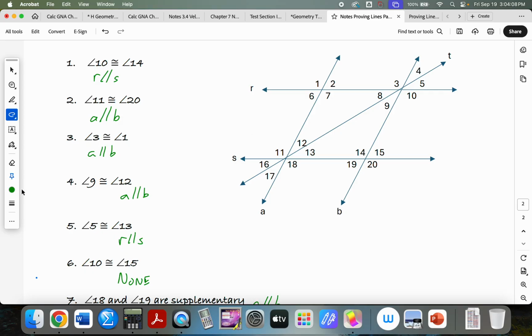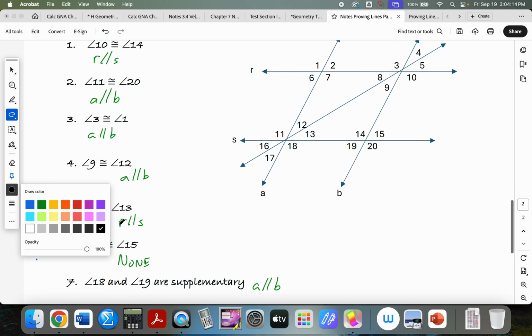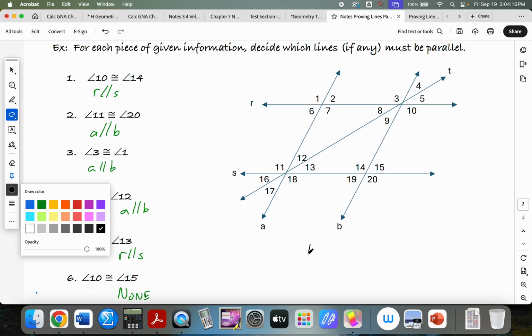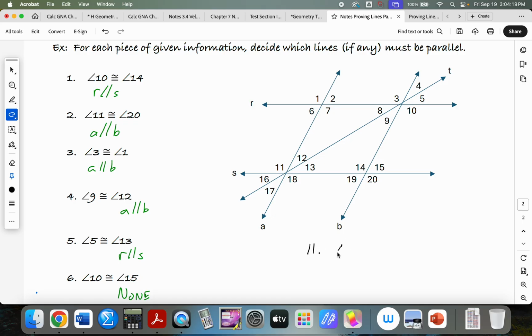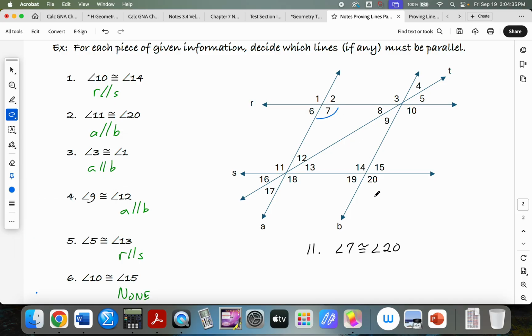Number 11. What if I have that angle 7 is congruent to angle 20? Yes. Oh, no, sorry. Yes, 7 is congruent to 20. Wait. Is this a trick question? I don't think so. Kind of. What type of angles are 7 and 20?